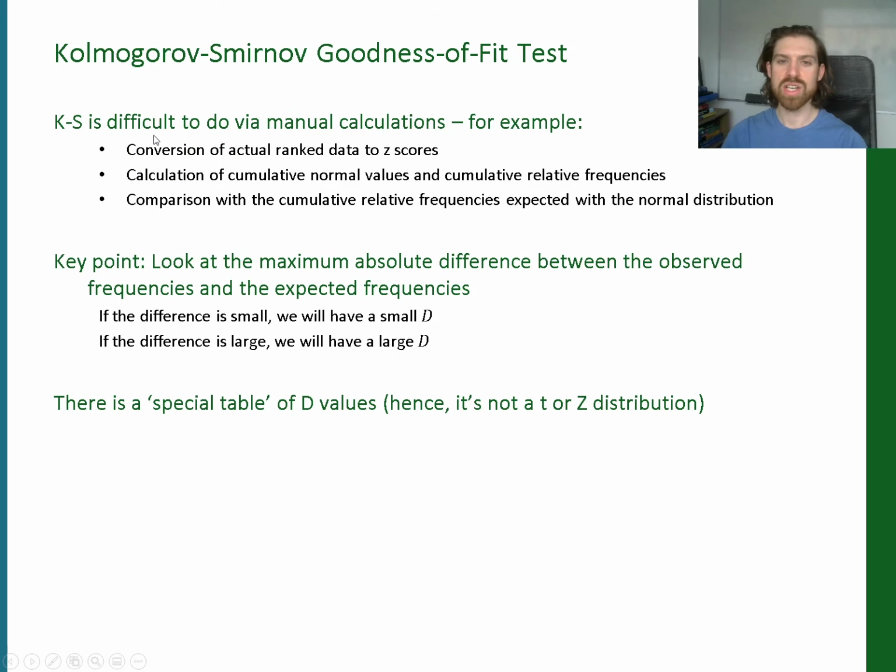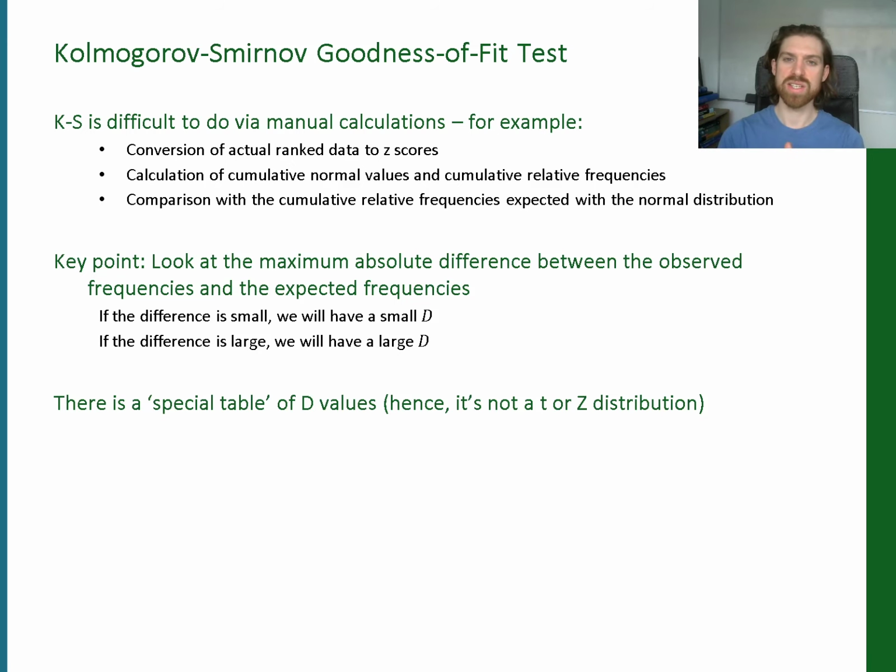The problem is that it's actually quite hard to calculate the Kolmogorov-Smirnov test in reality. So basically, to do it manually, if that's what you wanted to do, then you would have to convert all of your rank data into Z-scores. You would then need to calculate the cumulative normal values and the cumulative relative frequencies just here. And then you would need to compare with the cumulative relative frequencies expected with the normal distribution. Okay, so it's quite a few different steps. The key point is that what you're looking for is the maximum absolute difference between the observed frequencies and the expected frequencies. So this is much like the previous test that we covered with chi-squared.